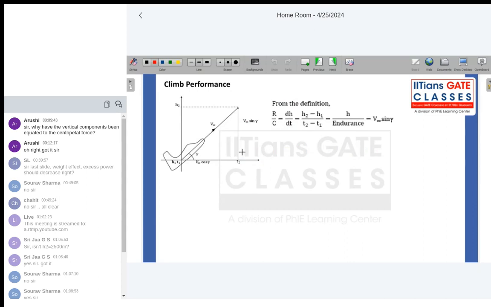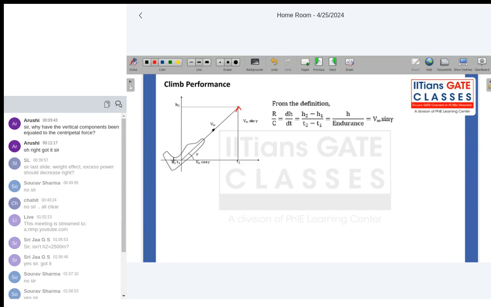Now, this is how your aircraft is climbing at an angle gamma. I already told you the horizontal component of velocity is v infinity cos gamma. The vertical component of velocity is called v infinity sine gamma.